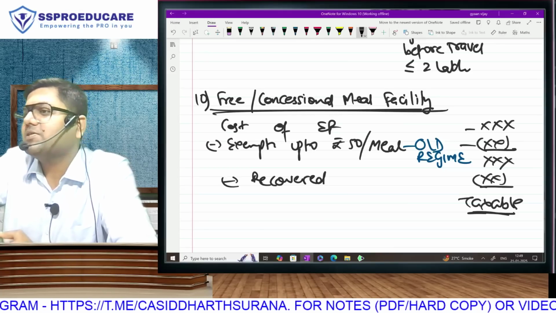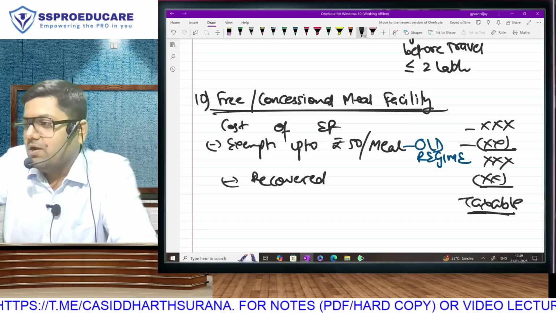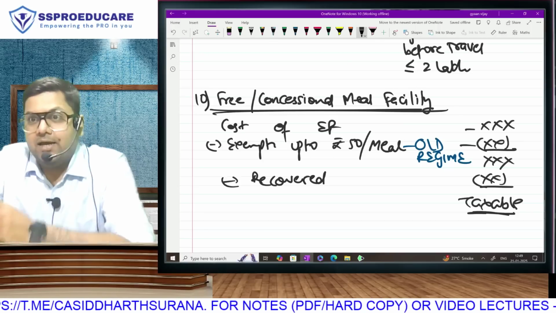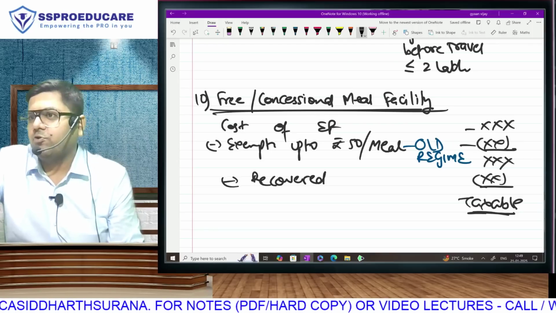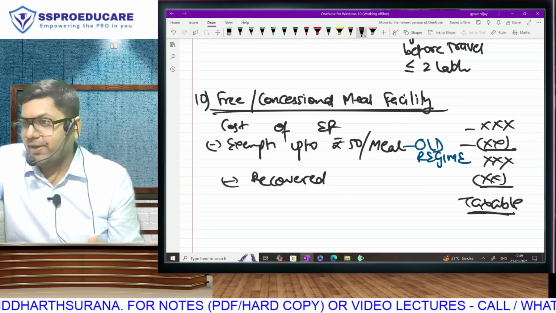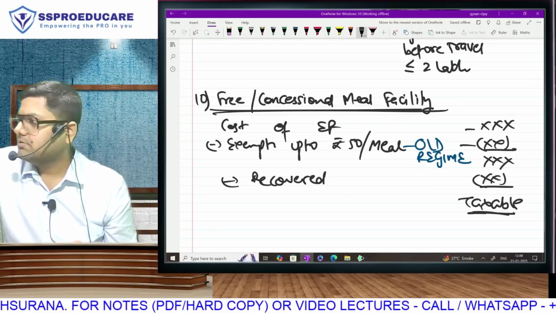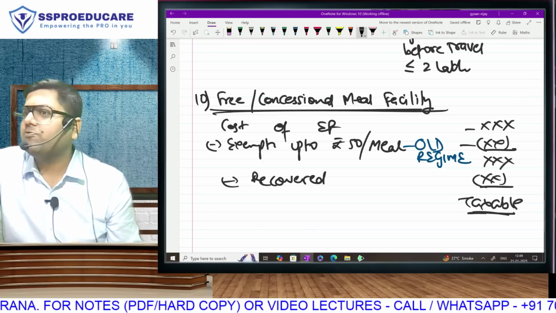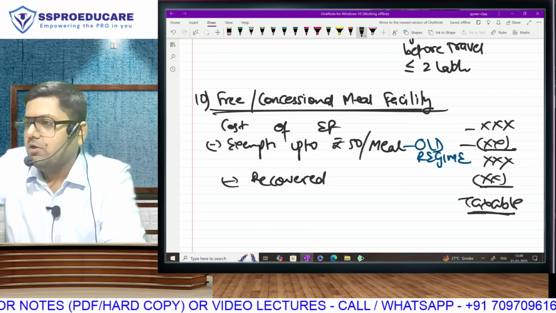Auntie is stealing 50 rupees of tax benefit from you. So, if the meal is worth 200, you pay tax on 150. If the meal is worth 500, you pay tax on 450. If the meal is of 40 rupees, it is fully exempt. Up to 50 rupees per meal will be fully exempt.